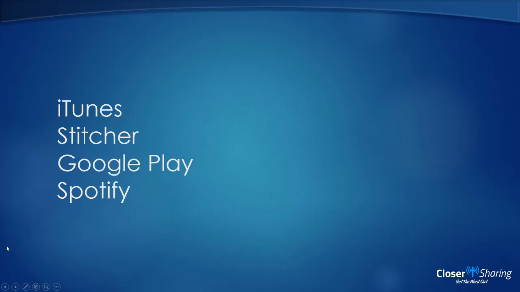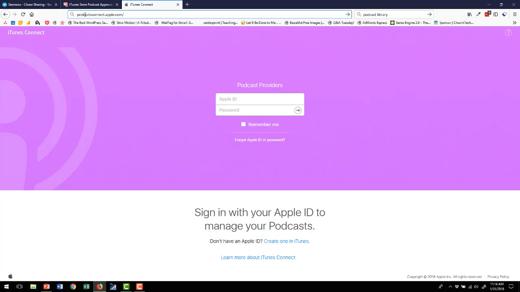So understanding that, let's talk about the libraries that are out there. The main ones are iTunes, Stitcher, Google Play, and Spotify. Obviously, iTunes is the main one there. And that's what we're going to go through on how to submit to iTunes today. So let's get started on that.